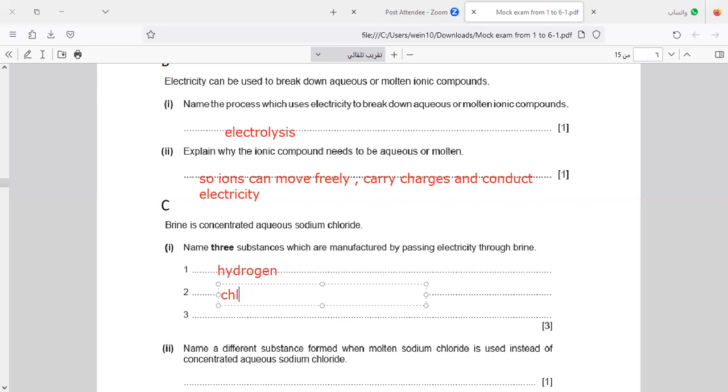Chlorine will form because this is a concentrated solution and I have a halide. And finally, in the solution will be sodium hydroxide. Sodium hydroxide.